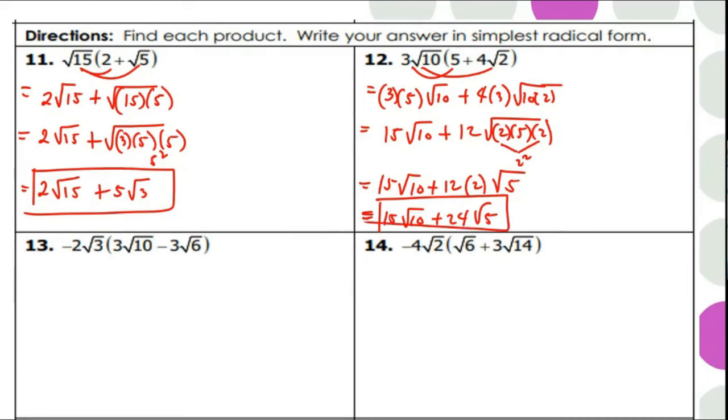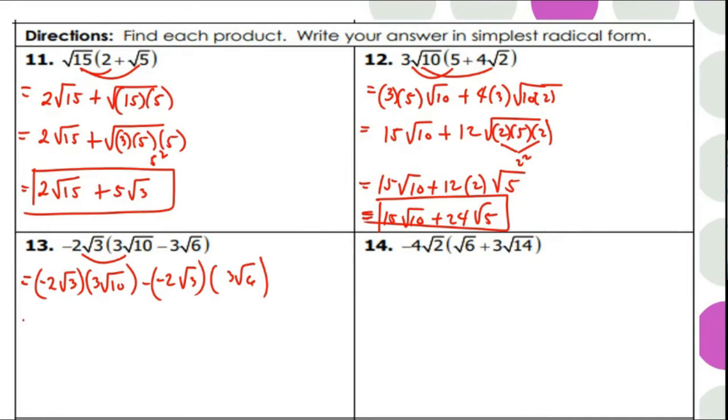Now let's continue. Let's have negative 2 square root of 3 times the quantity 3 square root of 10 minus 3 square root of 6. So we will just distribute. You will have negative 2 square root of 3 times 3 square root of 10 minus negative 2 square root of 3 times negative 3 square root of 6.